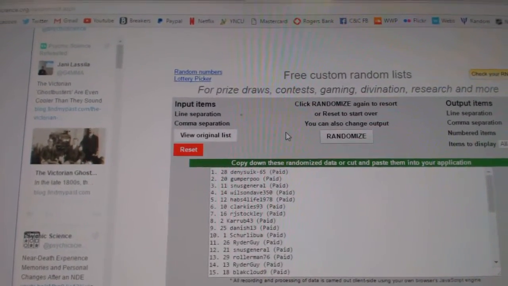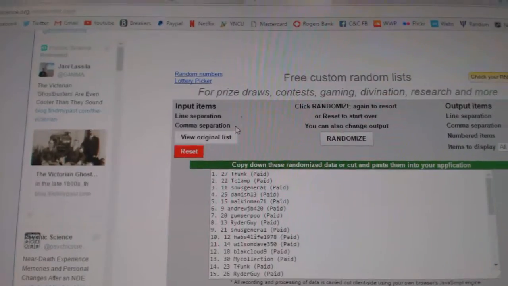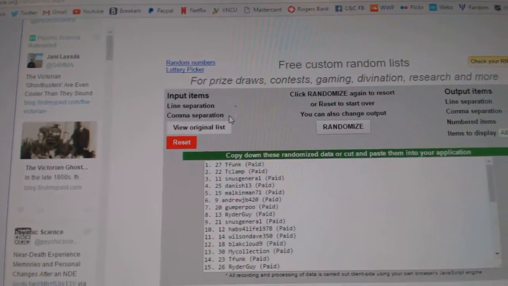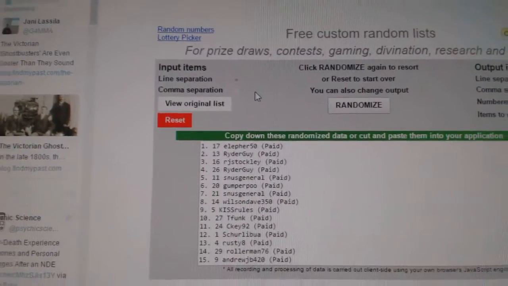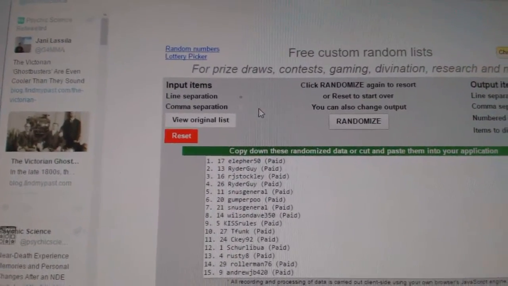One, two, three. Elifer wins the cup tin.